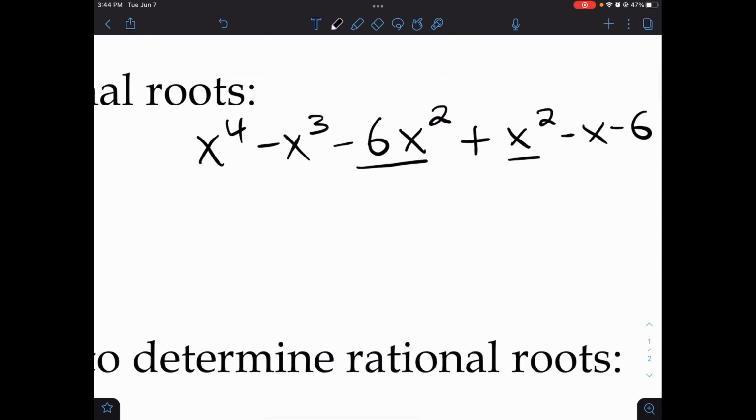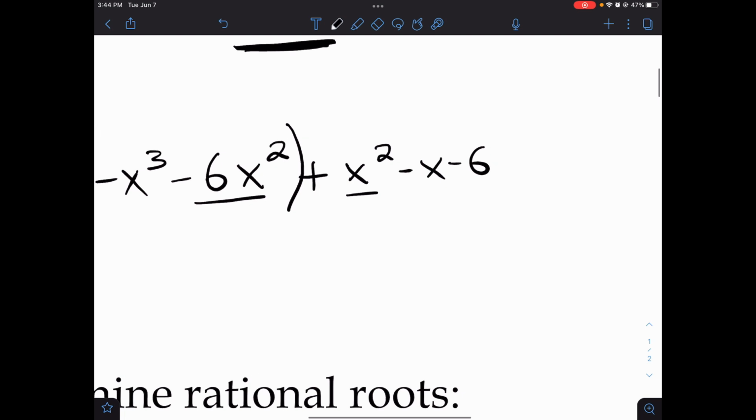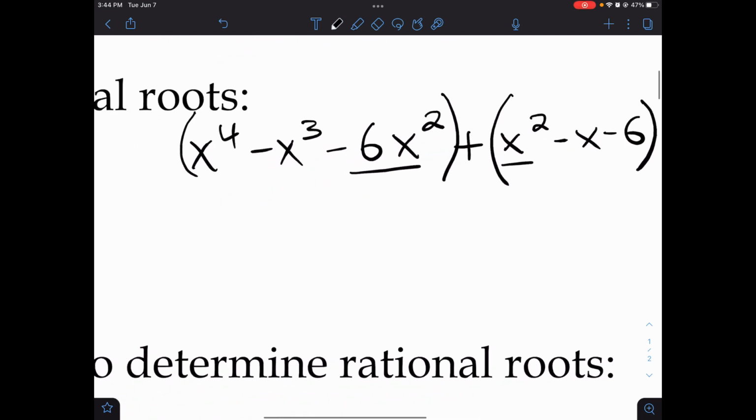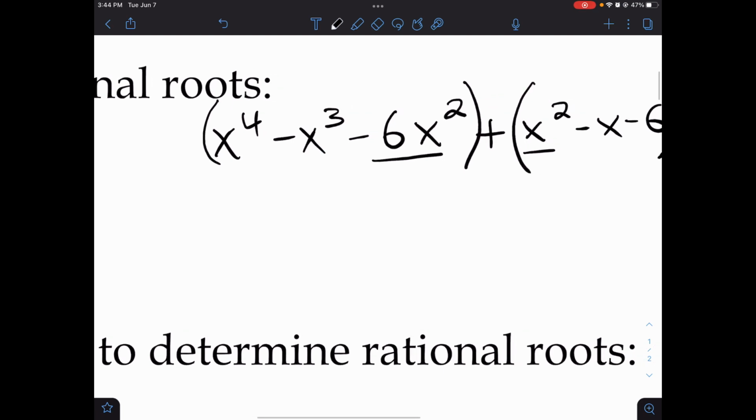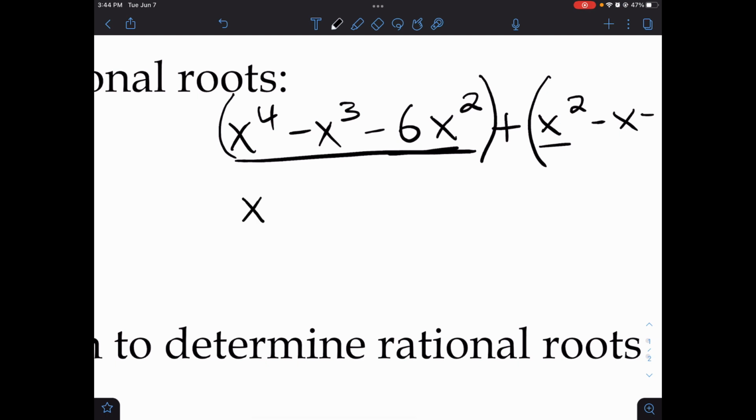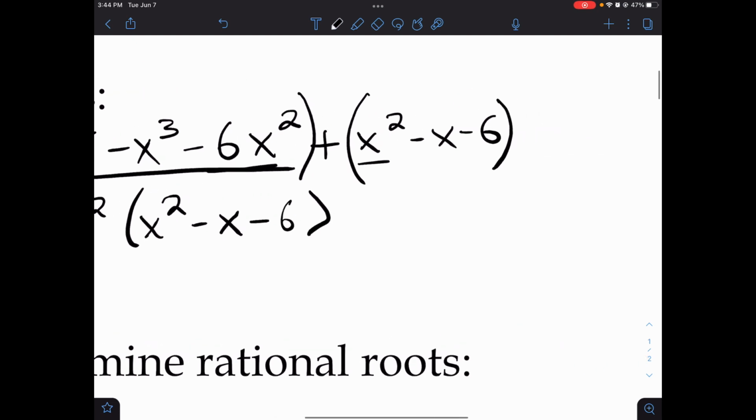Now to group them up, I'm going to group these three terms right here, and then these three terms right here. Now I'm going to take out the greatest common factor from both of these groups. From the first group, the greatest common factor is x squared. I take out x squared and I get x squared minus x minus 6. And now we can factor out nothing from the second group, so we can just write a 1 in front, because anything multiplied by 1 is just itself. So x squared minus x minus 6.